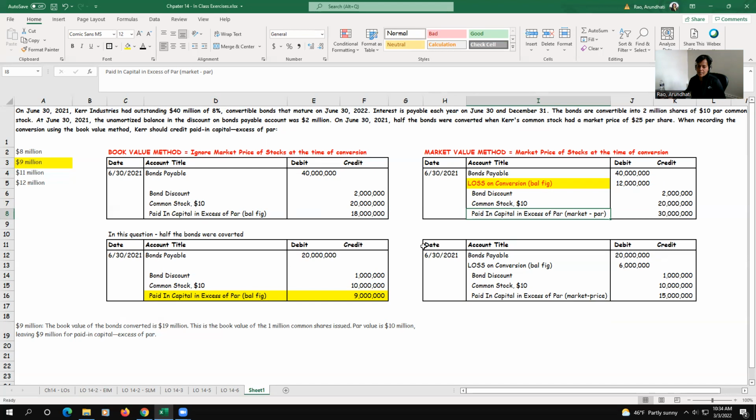This was the exercise in class today where I made the mistake of not looking at the words book value, and I discussed the market value when I was supposed to talk about the book value. So I hope this clears the confusion.